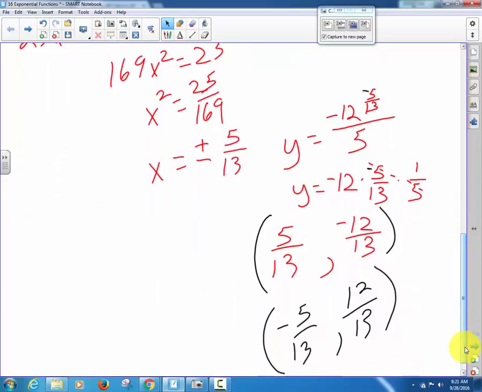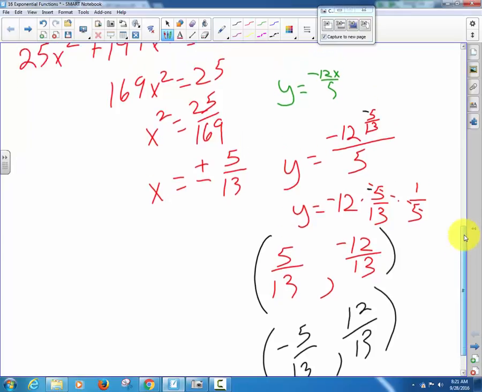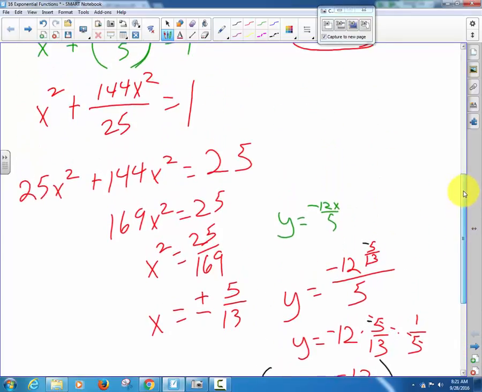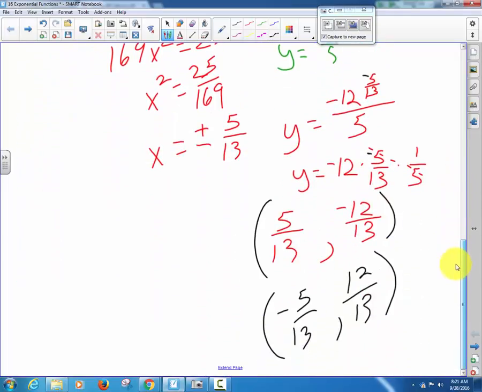I just want to say, okay, so you just plug x into the second. That's right. I had the equation y equals negative 12x over 5 because that's what I put right there. I could have just as easily put it into the x squared plus y squared equals 1 if I'd chosen to do that. But this gives you a couple of answers out of there. All right? Is that clear?